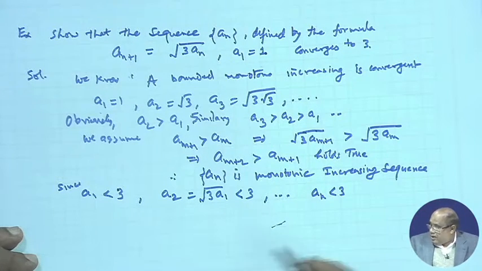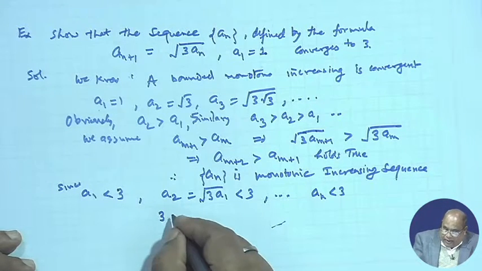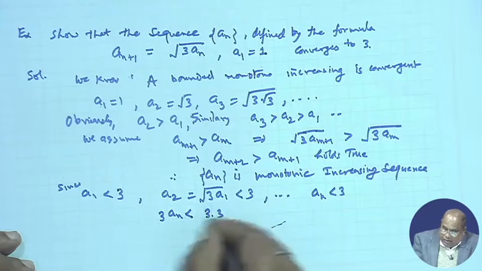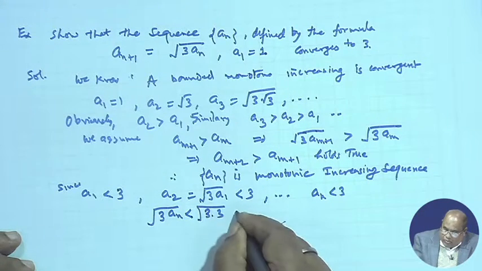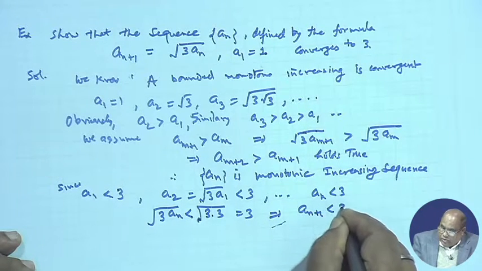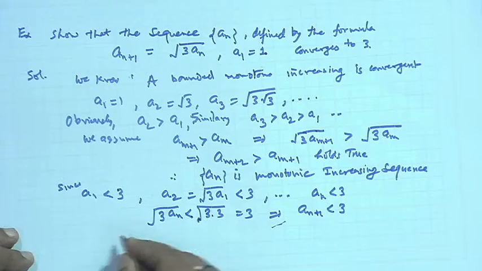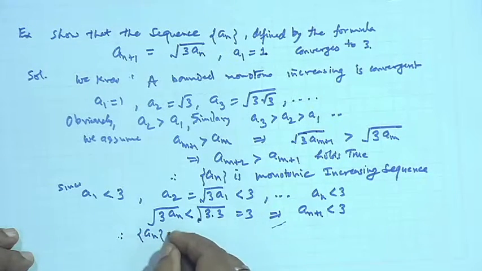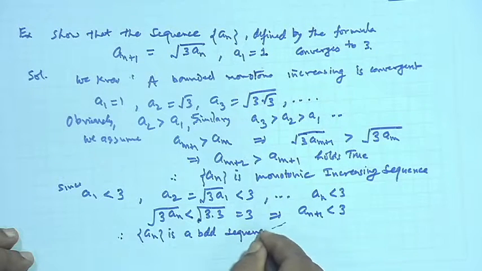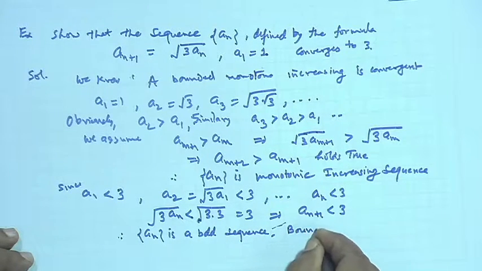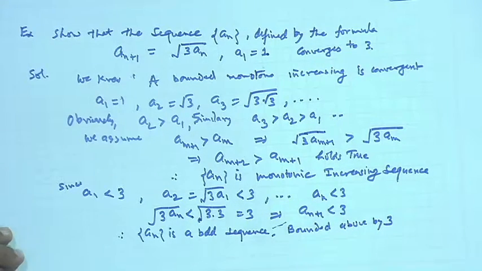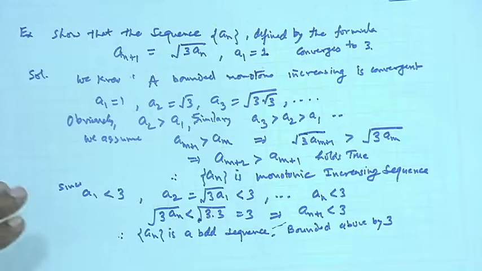Okay. Now, same case, multiply by 3. So, 3an is less than 3 into 3, square root. So, this is 3. So, this shows a(n+1) is also less than 3. Therefore, the sequence an is a bounded sequence, bounded above by 3. Okay. Therefore, it will have a limit.